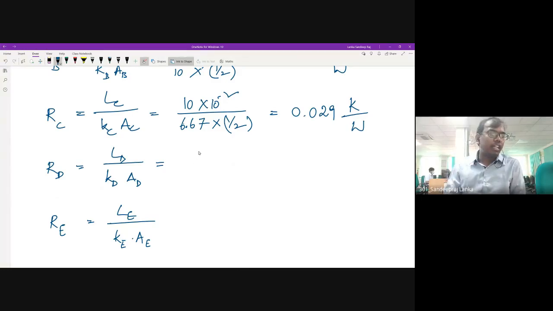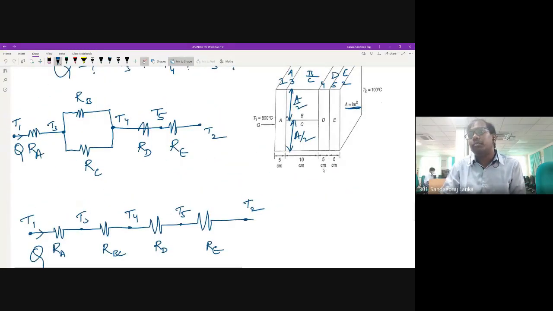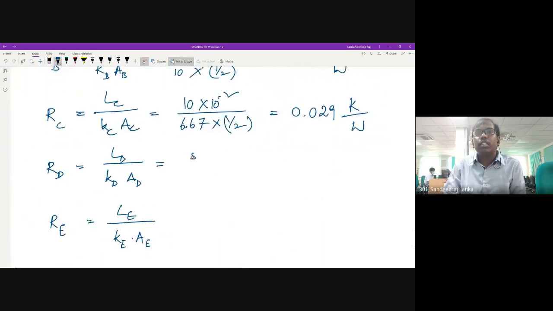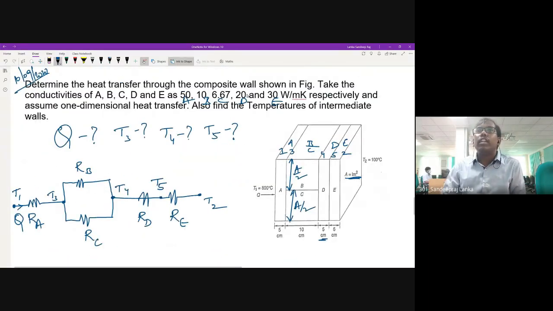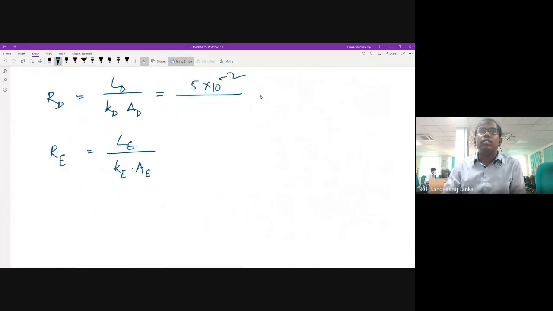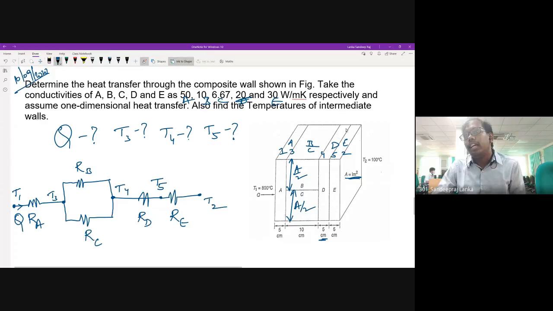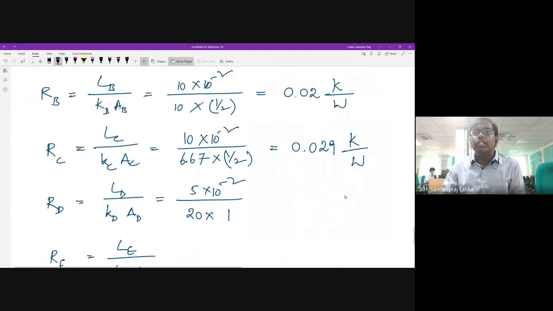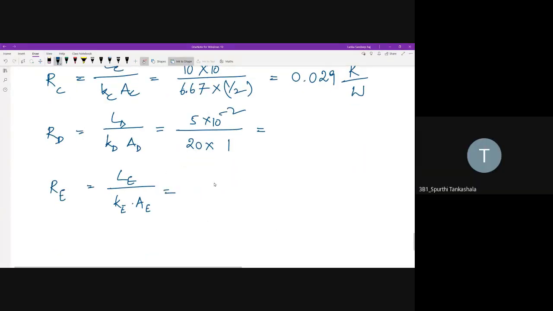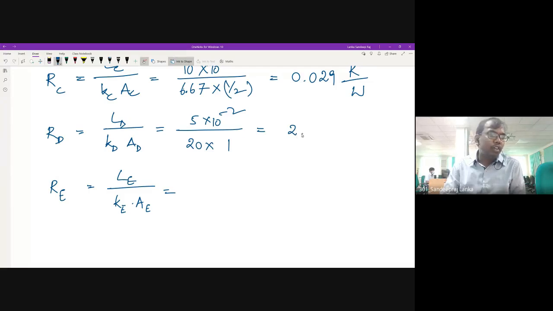RD, you can calculate. You can see that this thickness is 5 centimeters here. So I will substitute 5 into 10 to the power of minus 2 by KD. KD is given as 20, so 20 I can substitute. The area is anyways 1 here because D is covering the complete area. So I have the value here. Somebody tell me this value. 2.5 into 10 to the power of minus 3 Kelvin per watt.